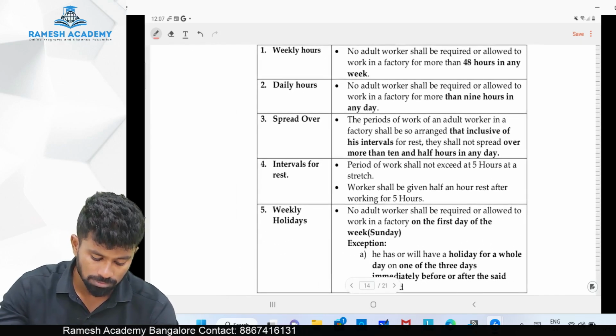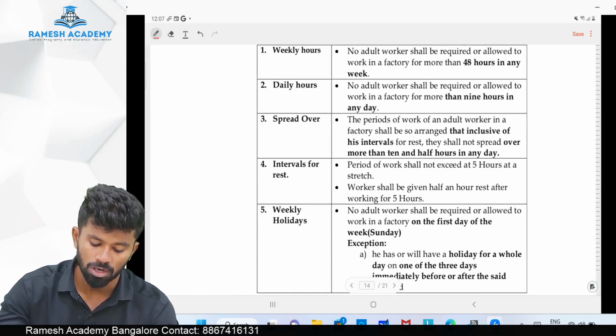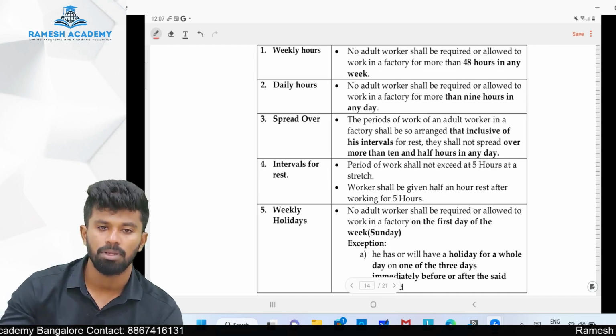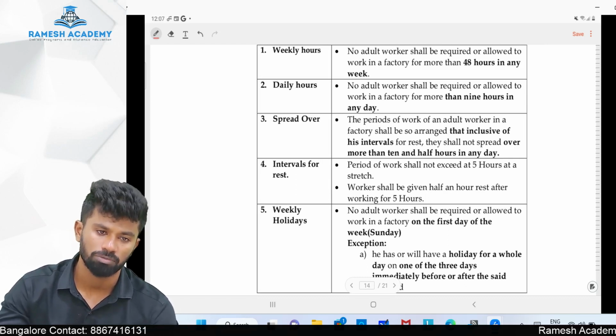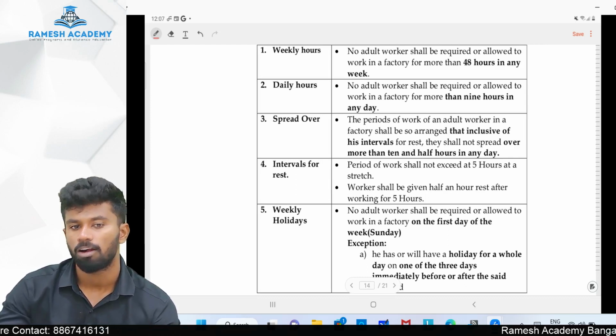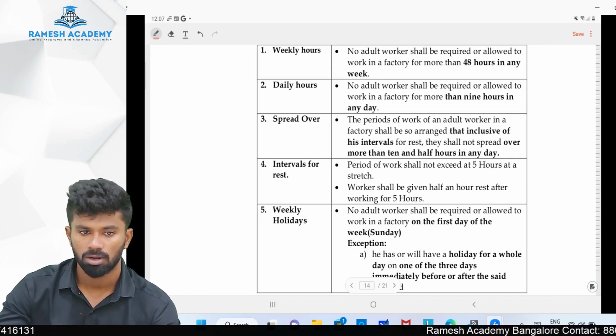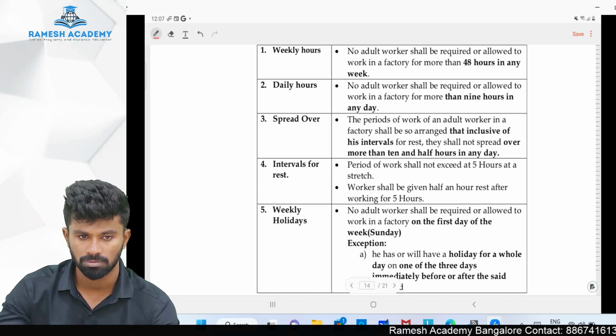Intervals for rest: a period of work shall not exceed 5 hours at a stretch. A person can be allowed to work for only 5 hours at a stretch, and after that he shall be provided with a half an hour rest.